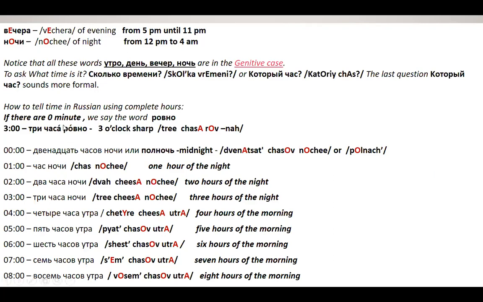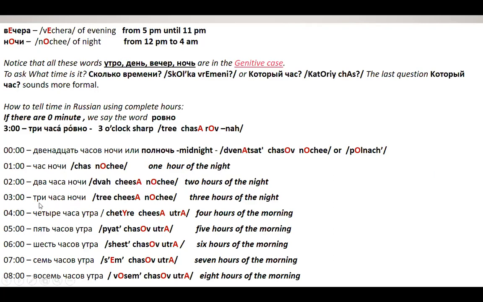When it's 1 o'clock in the morning, in Russian it's час ночи. We don't say 1 o'clock in the morning. We say one hour of the night, literally. Час ночи. 2 часа ночи literally translates as 2 hours of the night. That's 2 a.m. Sorry, we're talking about morning.